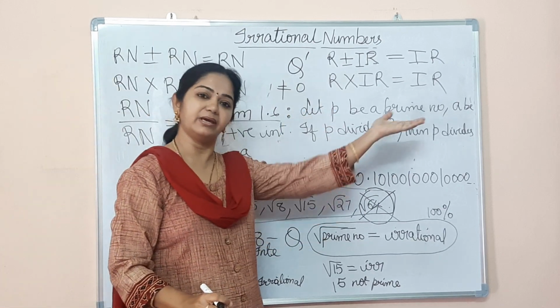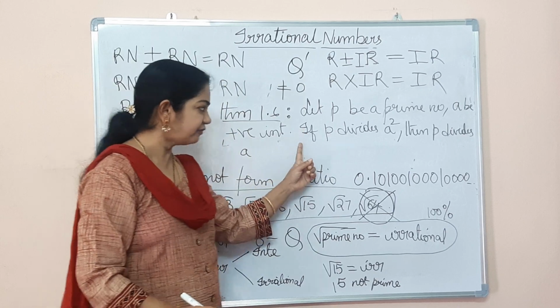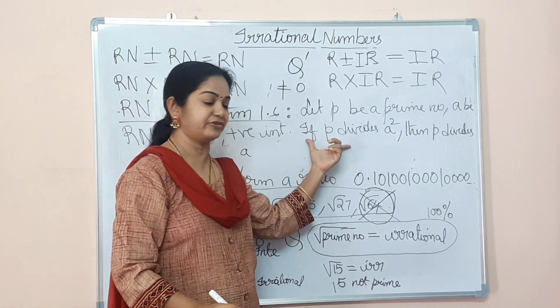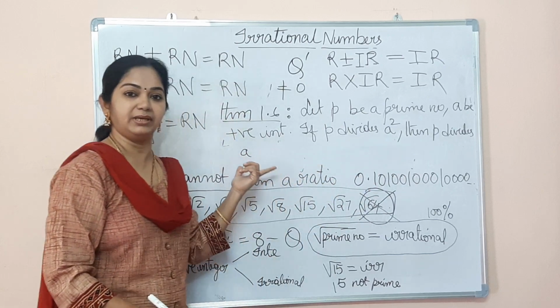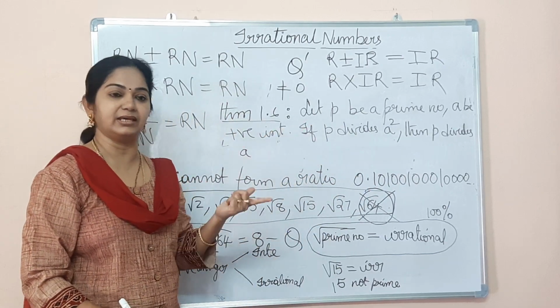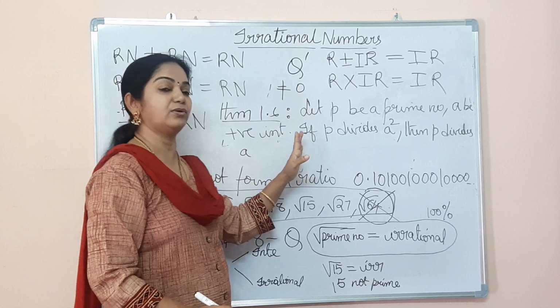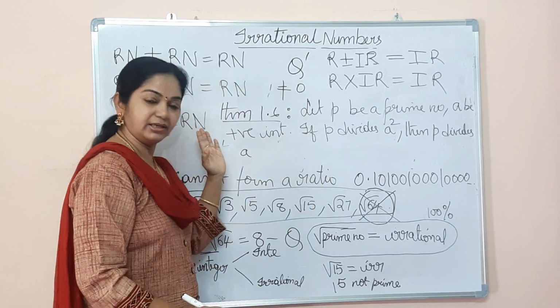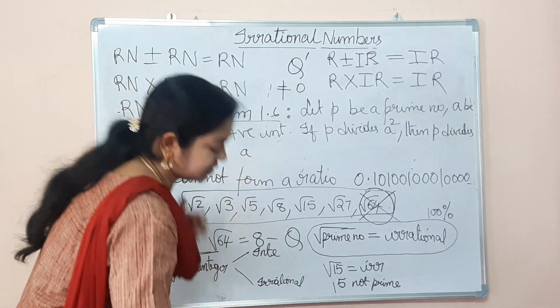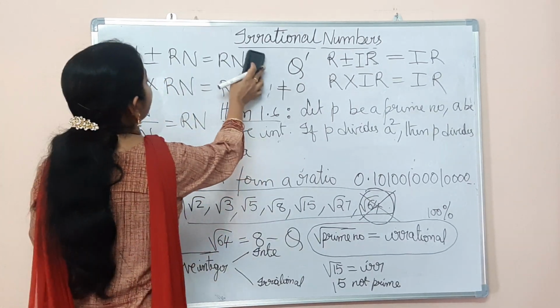This is the theorem, a simple theorem. P is a prime number, a is a positive integer. If P divides a square, then it will surely divide a. For this, there is no need for a proof from the examination point of view. Just understand the statement. Now let's proceed to some example problems.